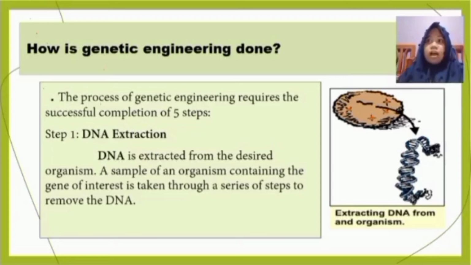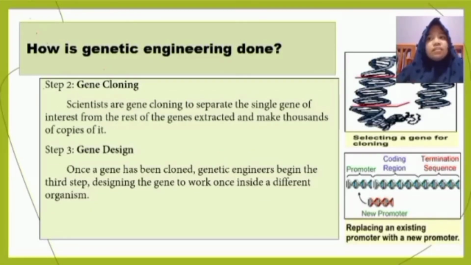And how is genetic engineering done? The process of genetic engineering requires the successful completion of 5 steps. Step 1. DNA extraction. DNA is extracted from the desired organism. A sample of an organism containing the gene of interest is taken through a series of steps to remove the DNA. Step 2. Gene cloning. Scientists use gene cloning to separate the single gene of interest from the rest of the genes extracted and make thousands of copies of it.